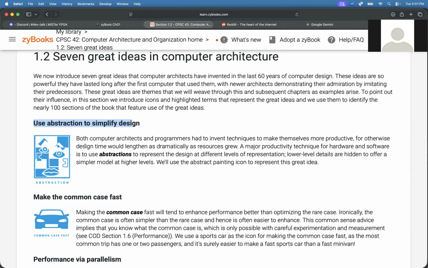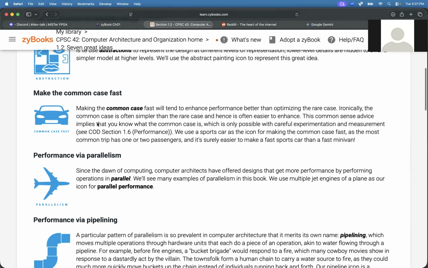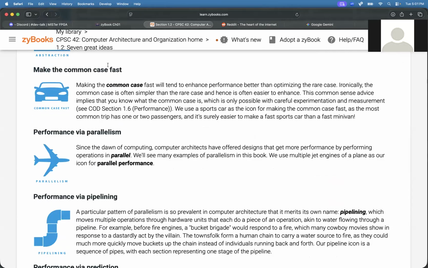You don't have to write code to use a computer. And so we're using abstractions. Make the common case fast. That's just an idea when you're doing programming that you have a limited amount of effort that you can apply, right? You have a limited amount of time and resources available.